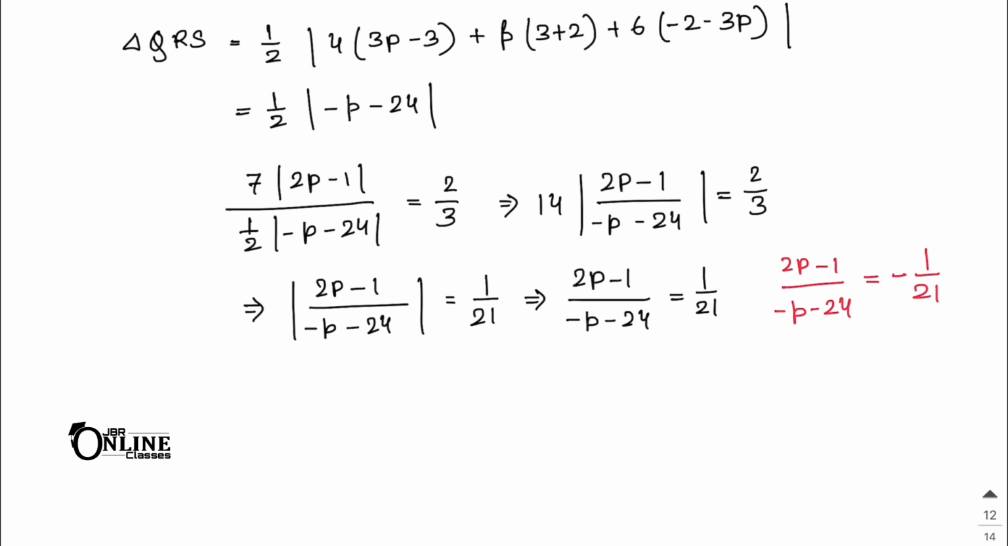So from the first answer, if you cross multiply, you will get p equal to minus 3/43, and from the next part after cross multiplying, you will get p equal to 45/41 as your answer.